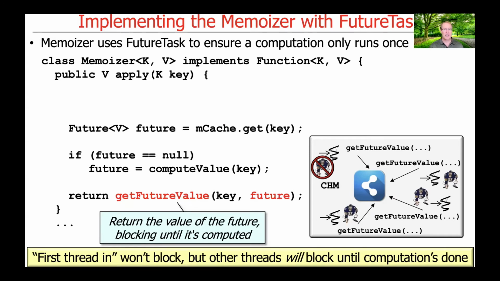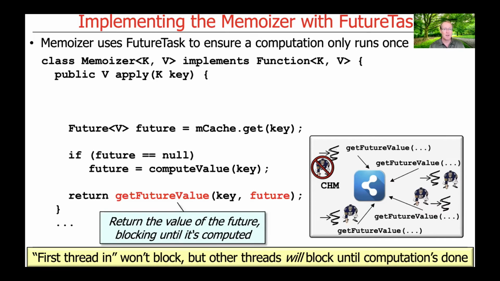So another way to look at this is the first thread in won't block. It'll actually do computation, which is what you want because it needs to compute that value. But all the other threads, any other ones that came in at the same time, will block until the first thread finishes its computation. So you can kind of think of this in a sense as an exit barrier. It's not using Java synchronizers and barrier synchronizers that we've been talking about, like cyclic barrier or countdown latch and so on. But it's basically the same kind of idea.